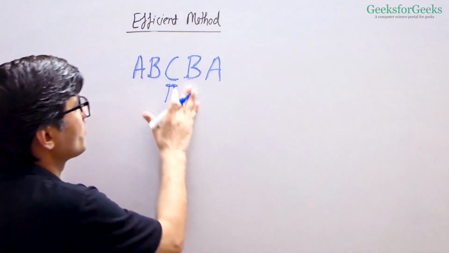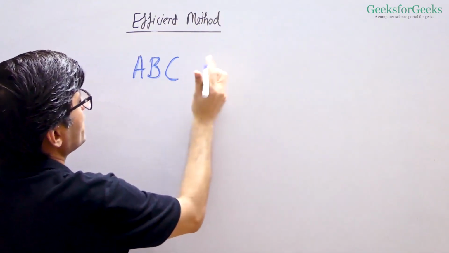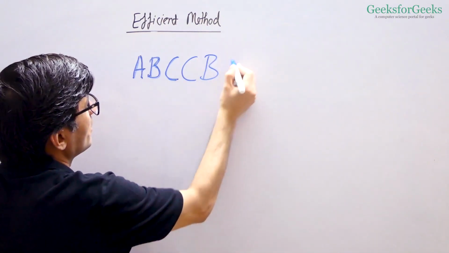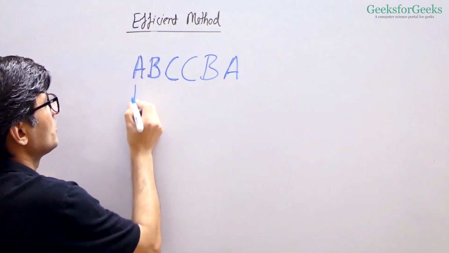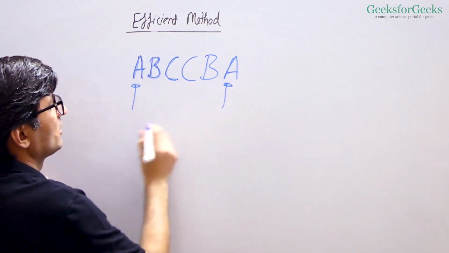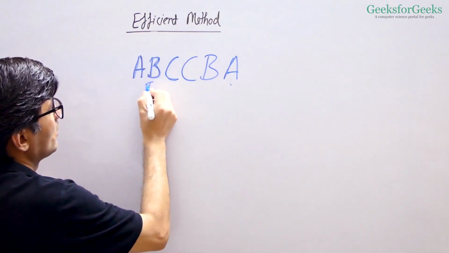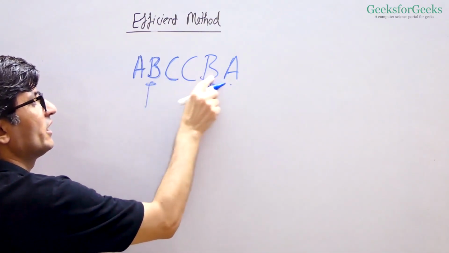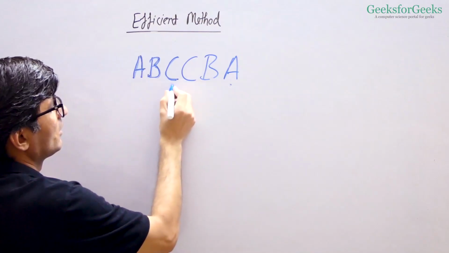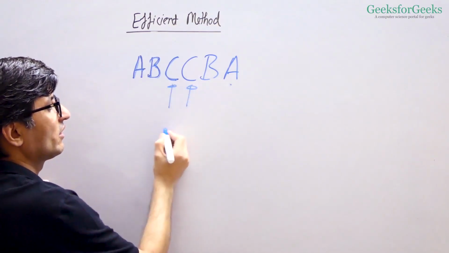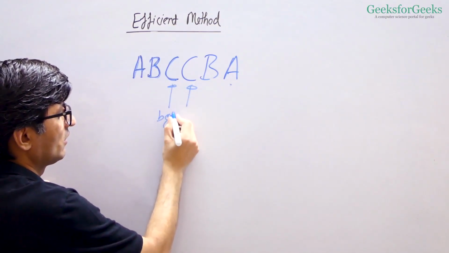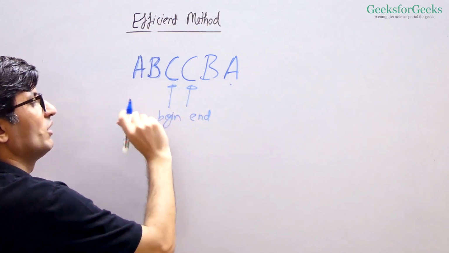Let's take an example of even sized strings. Let's say our string is CBA. Now we'll again begin from this side and we'll begin from this side. We'll compare begin and end, they are the same. So we'll come here. Right. Now we'll compare begin and end, they are the same. So we'll come here. Now we'll again compare begin and end. Right. This is our begin and this is our end. They are the same. So we'll move ahead.